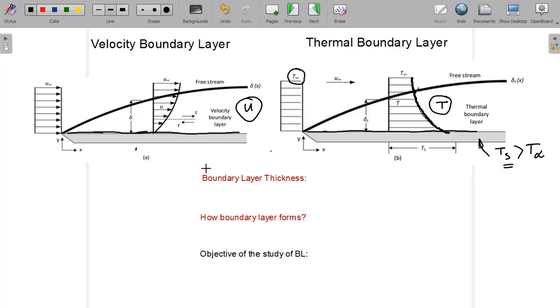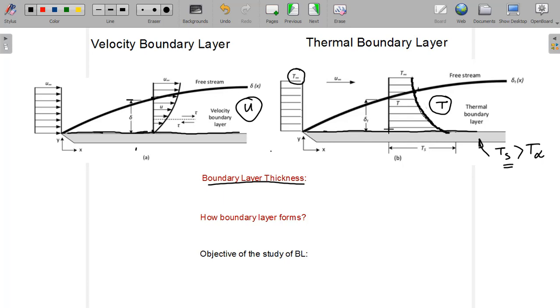Okay, so now let us try to understand the boundary layer thickness. In case of velocity boundary layer, we have seen the position which is away from the solid surface, where the velocity will reach 99% of the free stream velocity. If we join that point throughout, the locus of that point will form the edge of the boundary layer, and this particular thickness at a particular location is the velocity boundary layer thickness, or hydrodynamic boundary layer thickness, and we have given a symbol delta. That is the thickness of the hydrodynamic boundary layer.